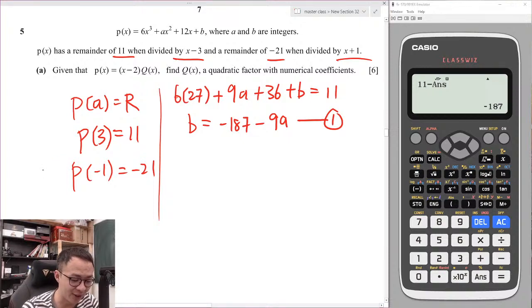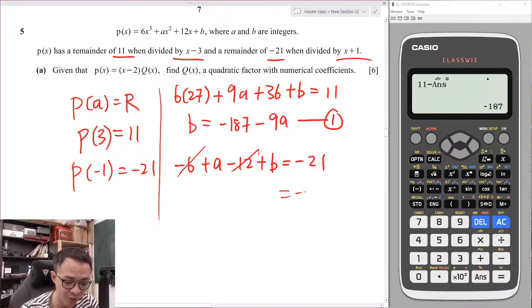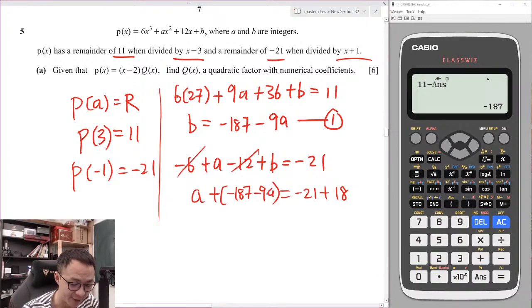Alright, then I will sub the negative 1 into the equation as well. So negative 6 plus a minus 12 plus b equals negative 21. These two numbers will give me negative 18, so move to the other side will be plus 18. So a plus b is negative 187 minus 9a, isn't it?